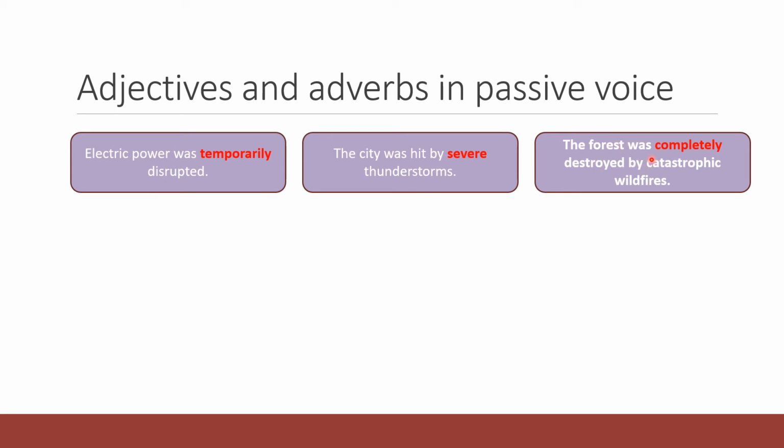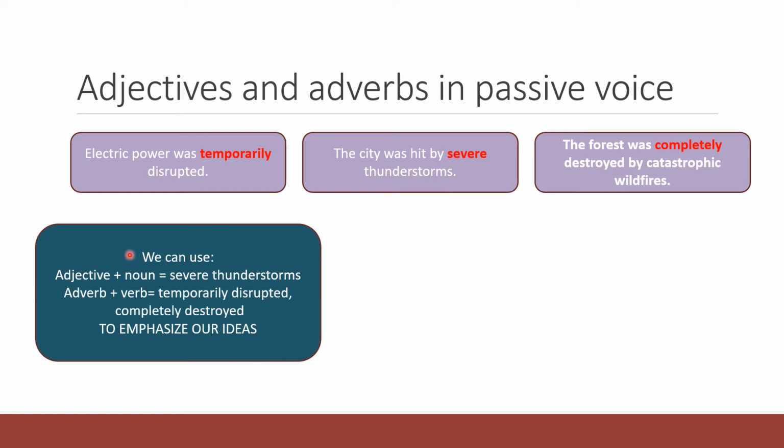Another example with adverbs, the forest was completely destroyed by catastrophic wildfires. And we can also use adjectives, like in this case, severe thunderstorm, to emphasize your ideas. So remember, adjective plus noun, like in the example, severe thunderstorm, or adverb plus verb, temporarily disrupted and completely destroyed. We use this to emphasize our ideas.